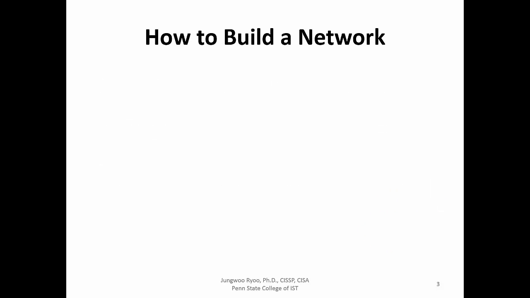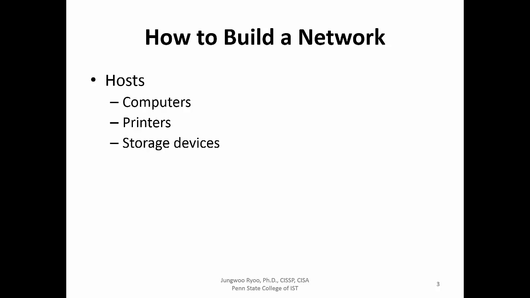To build a network, you need to first start thinking about what goes into your network. For example, you need to think about all the hosts you're trying to connect using your network. These hosts could include things such as computers, printers, or any sort of storage devices that can be connected to your network. Of course, there are many different types of things that can be connected through your network, including your mobile devices. The next thing to consider is your network equipment to connect these hosts.